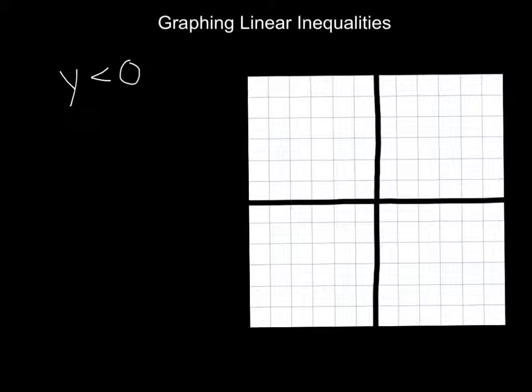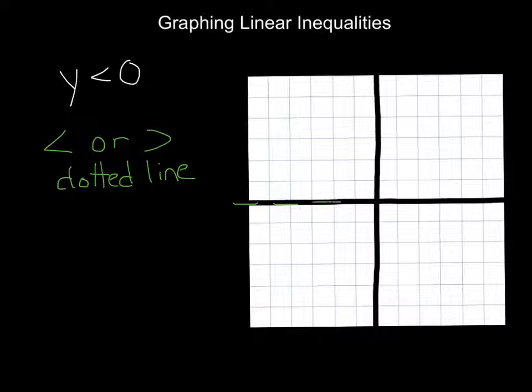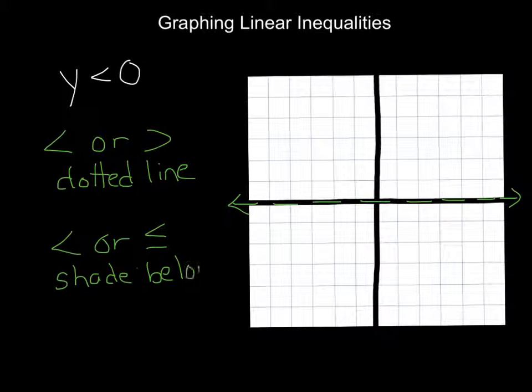y is less than 0, similar to y equals, in that it will be a horizontal line. Except because it's less than, remember, anytime it's less than or greater than, it's going to be a dotted line. And since it's less than 0, it will be right here on the x-axis. Now, because it's less than, we're going to shade below. That would be down here.